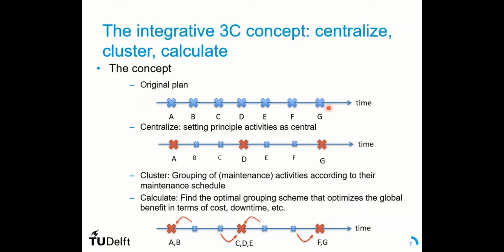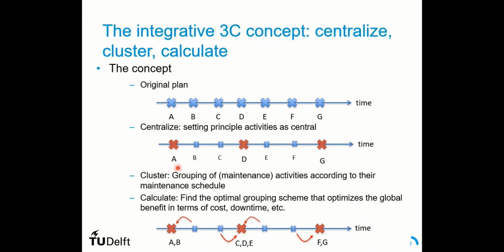So we have a schedule, so we have time here, we have several intervention activities that are already planned at specific instances in time from A to G. So we want to do this kind of grouping. So the first step of the 3C is to do something called centralization. Centralization means that we set the principal activities as central. For example, there are usually some central activities, that are fixed activities that have to be implemented at a specific moment in time. So they are not really flexible to be scheduled at another instance because they have some constraint.